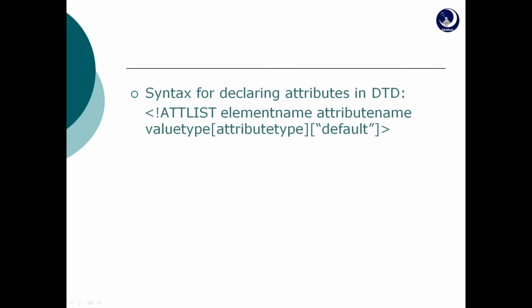Syntax for declaring attributes. In a DTD, you can declare an attribute like this: ATTLIST, element name, attribute name, value type of attribute, attribute type, default, like that. Let us see an example and get to know how to declare a DTD.